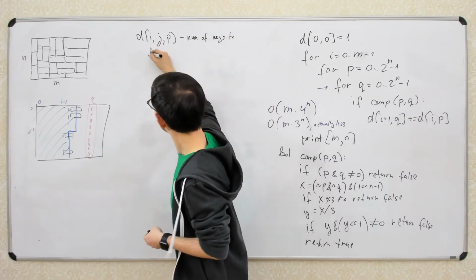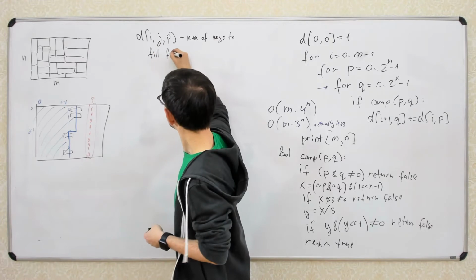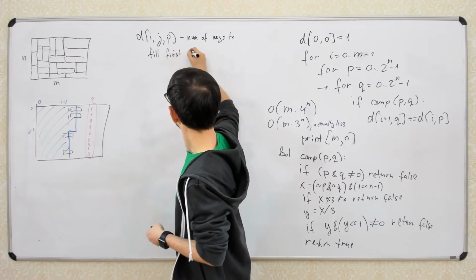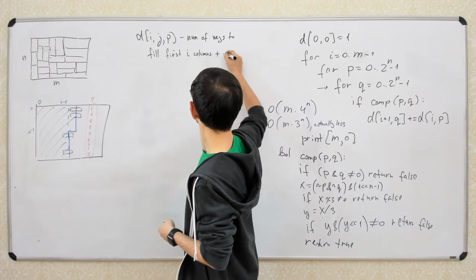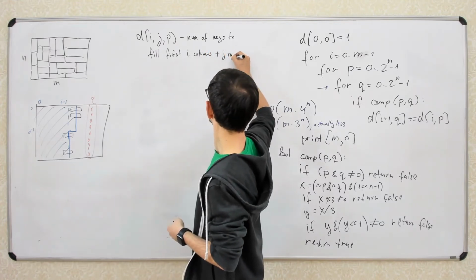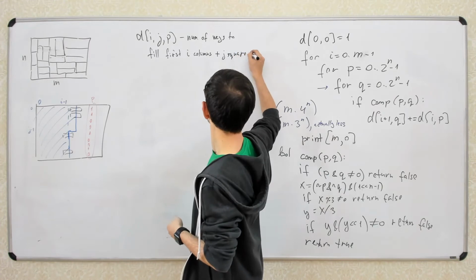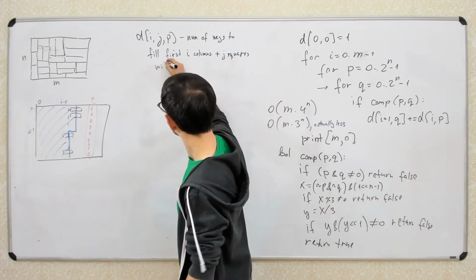The value is the number of ways to fill the first I columns plus j squares with profile P.